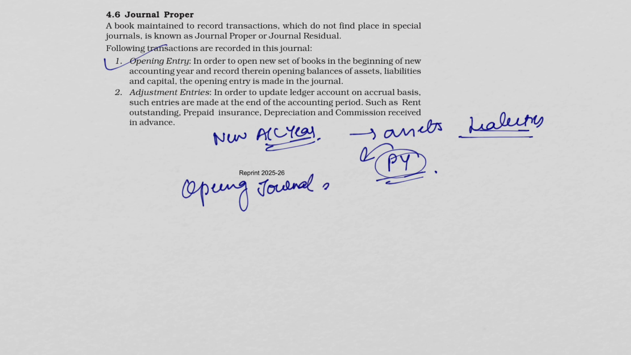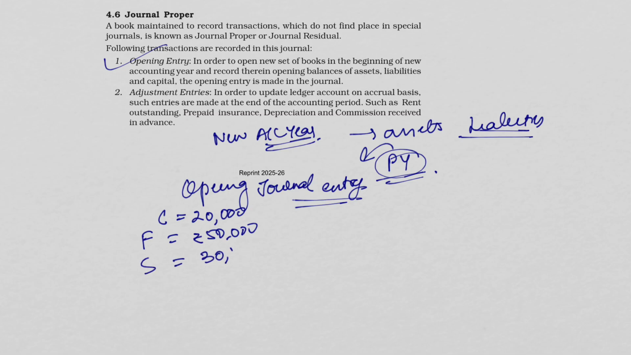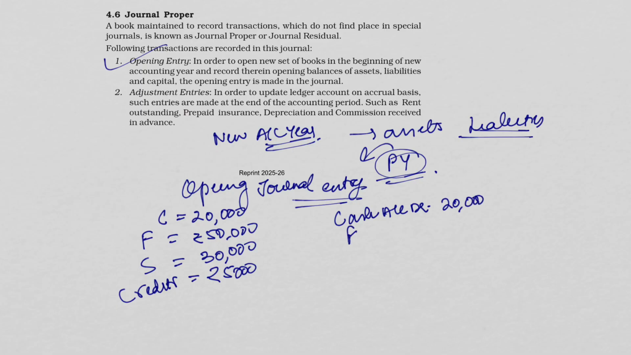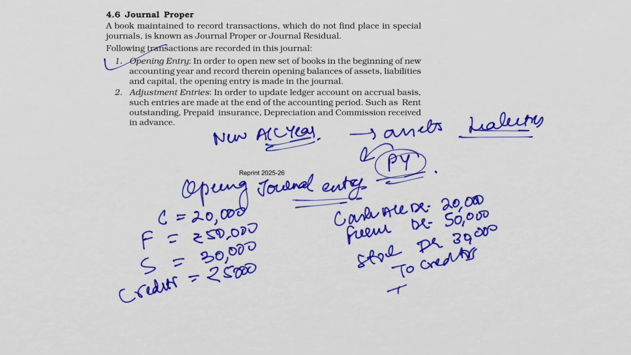For example, suppose at the beginning of the year we have cash of rupees 20,000, we have furniture rupees 50,000, we have stock worth rupees 30,000, as well as we have creditors worth rupees 25,000. So we need to record these in the new book. The entry would be cash account debit 20,000, furniture account debit 50,000, stock account debit rupees 30,000, to creditors and to capital, which would be the balancing figure.